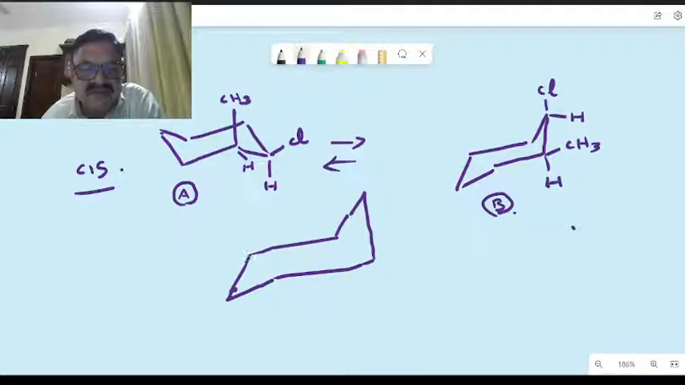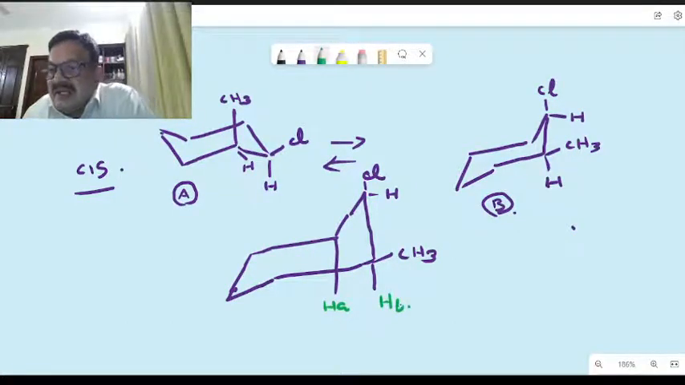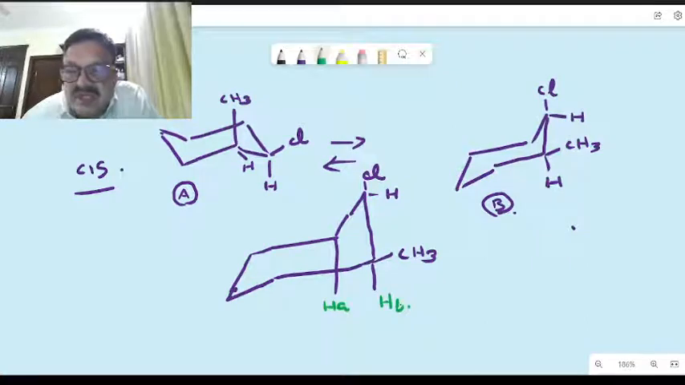Okay, something like this we can draw here. Here we have this chlorine, the axial chlorine, and H is there. Then we have this equatorial methyl group. Now we have got 2 axial hydrogens here, so we can mark them HA, and this can be HB. That is 2 axial hydrogens. The elimination can take place with both these hydrogen atoms.